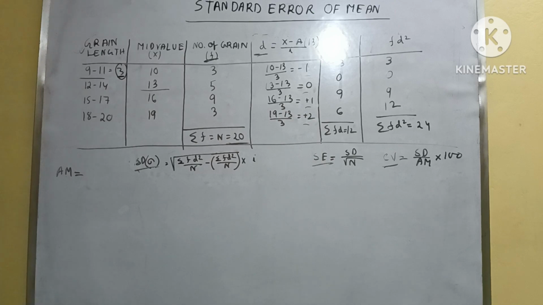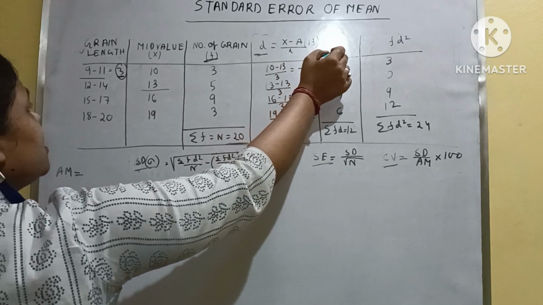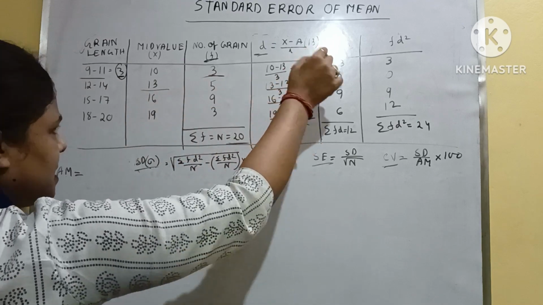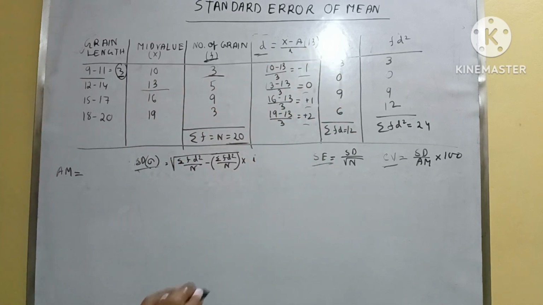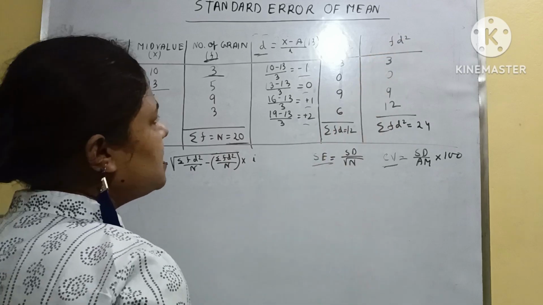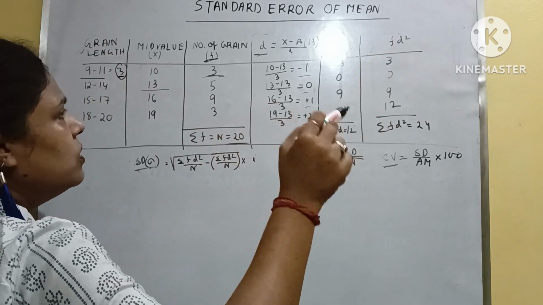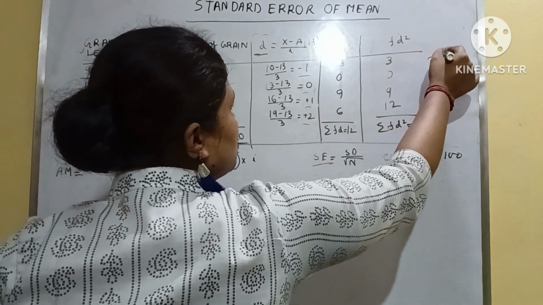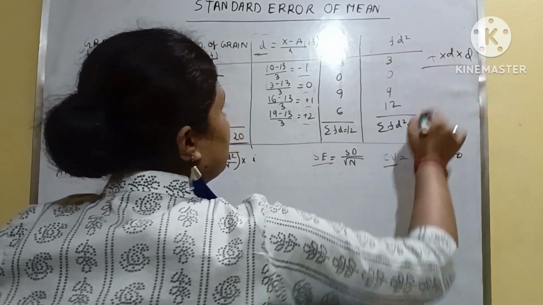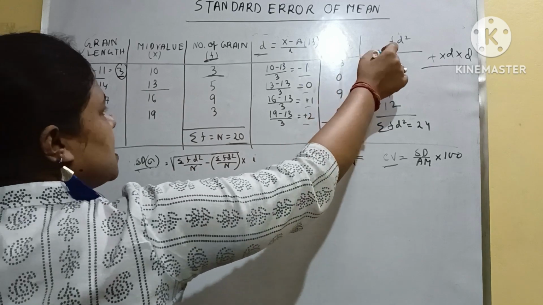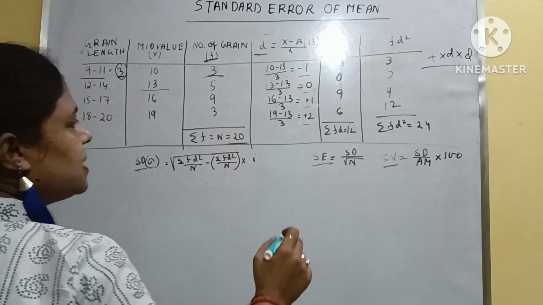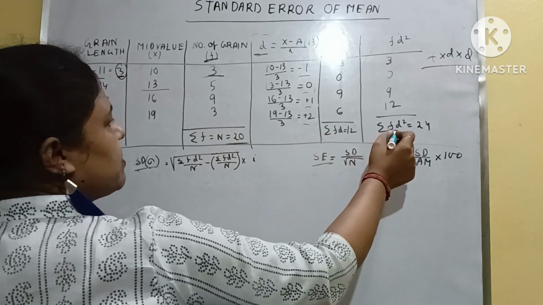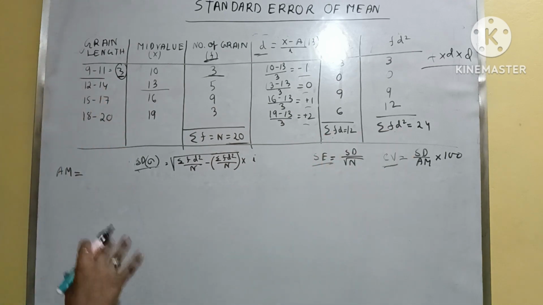Clear? And then FD. FD means F multiplied by D. This is the F and this one is the D, and in that way we calculate FD. And then FD square, that means F into D square. By this formula we get these values, and after that we find the summation of FD and the summation of FD square, and then calculate.